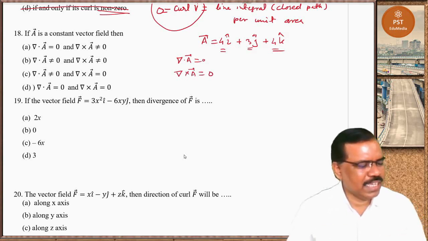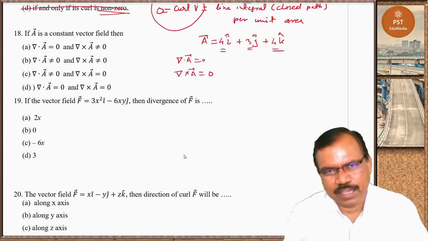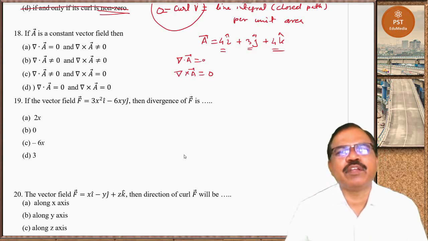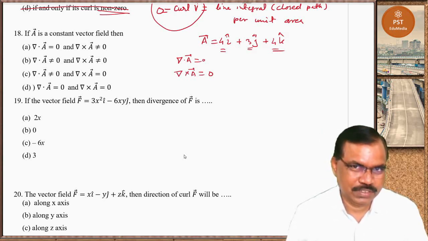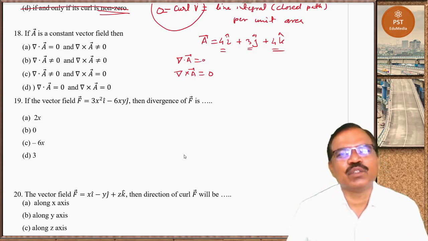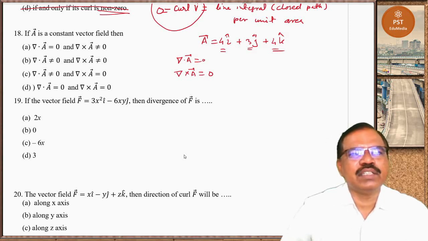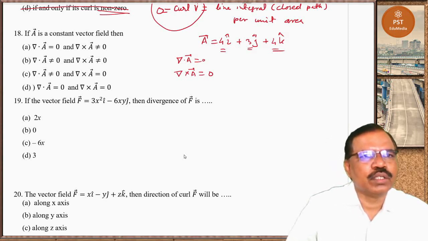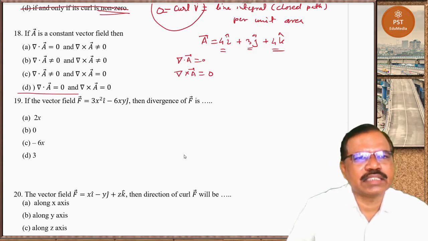Here, in del cross A and in del dot A, we take partial derivatives of components. But components are constant, so what happens? Their derivatives are 0. So del dot A is 0, del cross A is 0. So here, which one is correct? This last one. Because here del dot A is 0, okay, but del cross A is not 0, so it is not correct. Here, both are non-zero, it is also not correct. Here, this is also not correct.